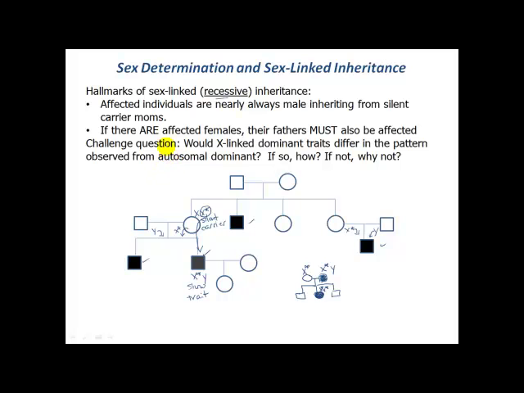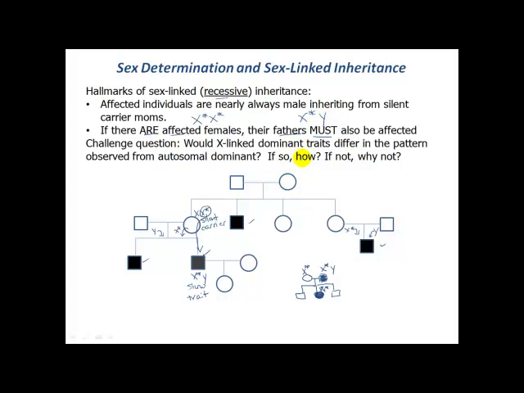So in X-linked inheritance, if there are affected females, they have to be homozygous for that bad X, which means that their fathers must have also been affected. If that's really her dad, she had to get a bad X from him.